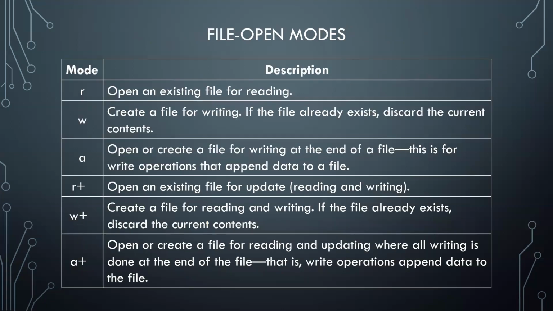So, some file open modes. We said we have to send it the mode. We said originally we're going to send it W for write. Well, we have a bunch of different modes. R is for read, W is for write. A is to append, so this is going to create a file for writing at the end of a file. So it's going to add things at the end of a file.